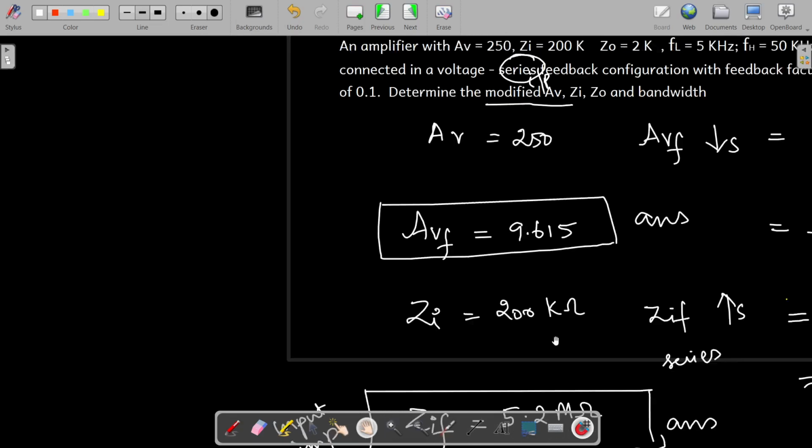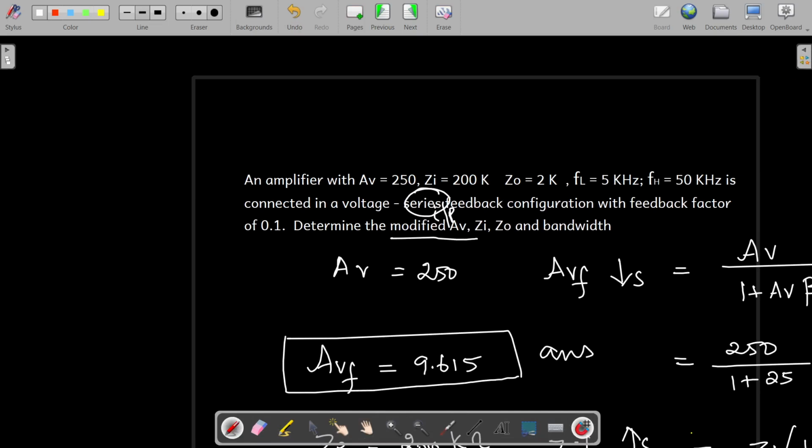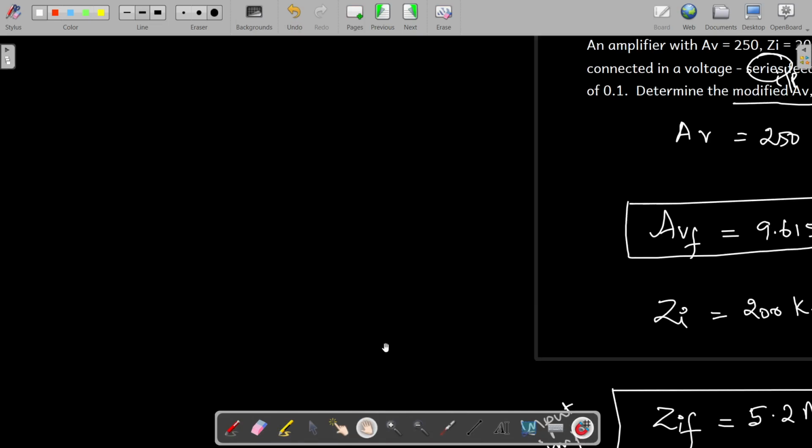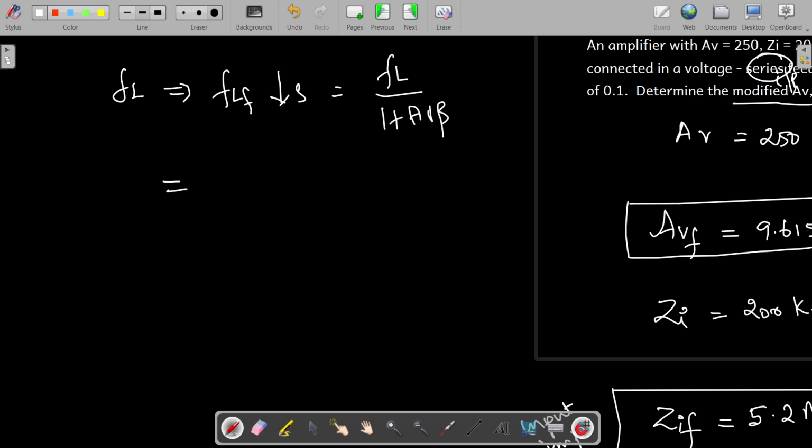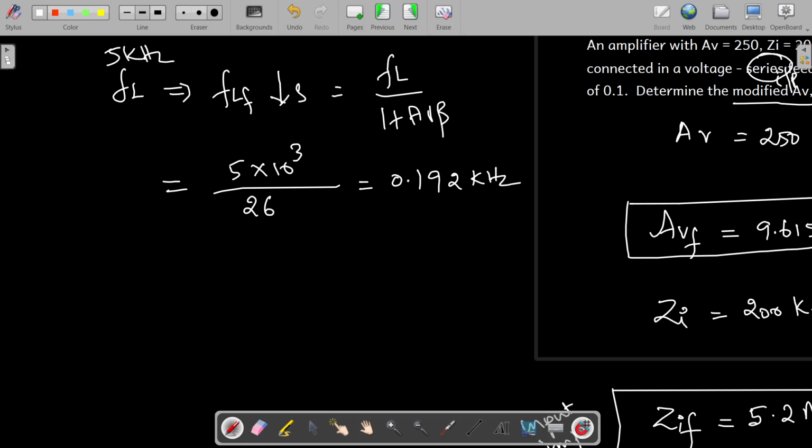The last one is the bandwidth, right? For bandwidth, we are given FL as 5 kilohertz and FH as 50 kilohertz. I already told you FL is getting reduced. So FLF is FL divided by 1 plus AV beta. FL is 5 kilohertz, so 5 into 10 power 3 divided by 26, and we get the answer as 0.192 kilohertz. So 5 kilohertz is getting reduced to 0.192 kilohertz.